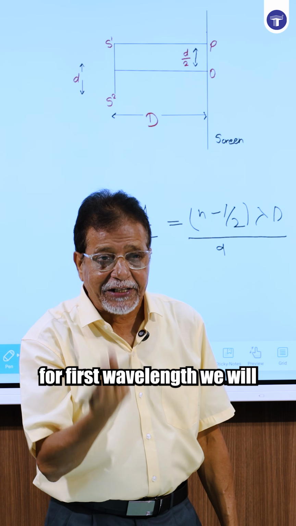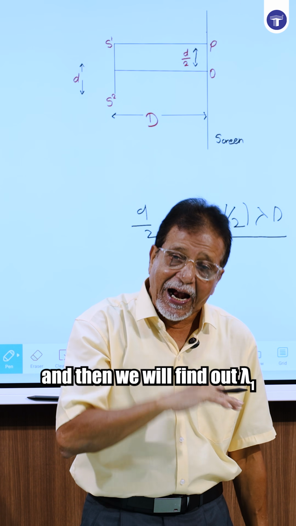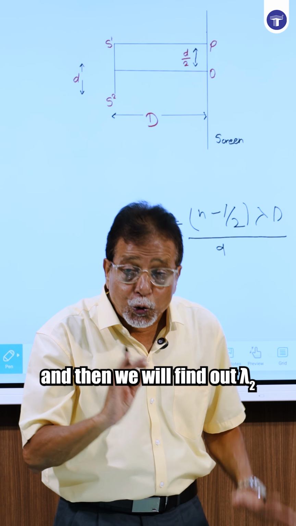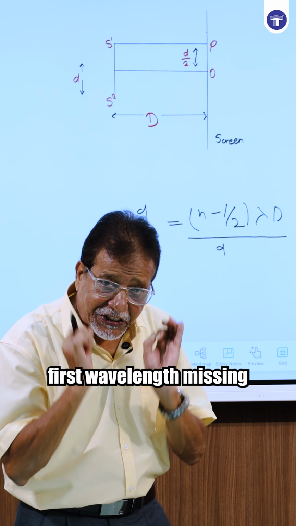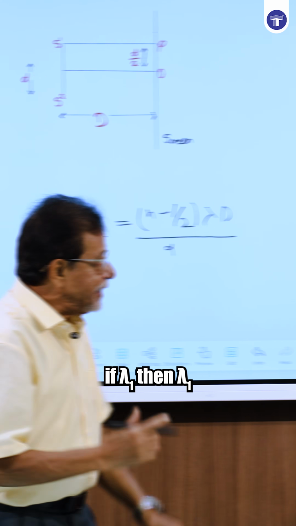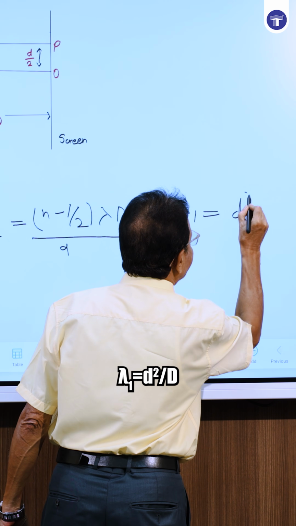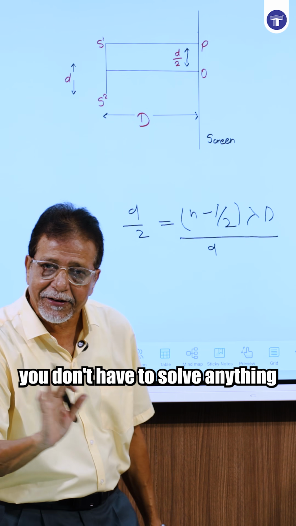For the first wavelength, we'll keep the value of n equal to 1 and find lambda 1, and then we'll keep n equal to 2 and find lambda 2. Don't do all these things. I'm giving you a simple shortcut. If the first wavelength missing is lambda 1, then lambda 1 will be simply equal to small d square upon capital D. You don't have to solve anything.